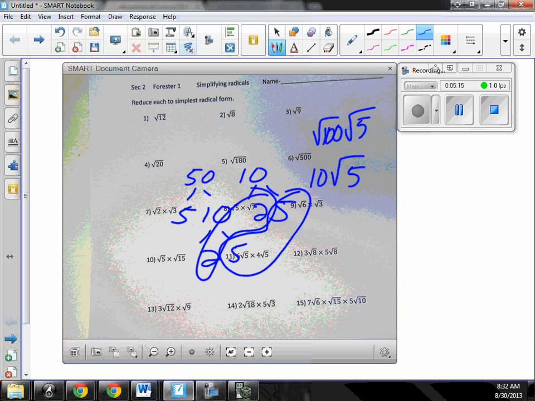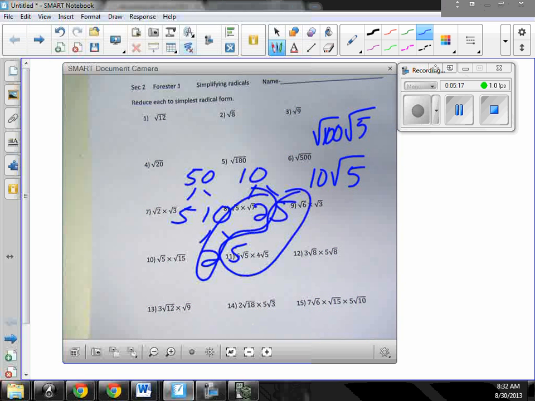Now we're going to move on to multiplying and adding roots.